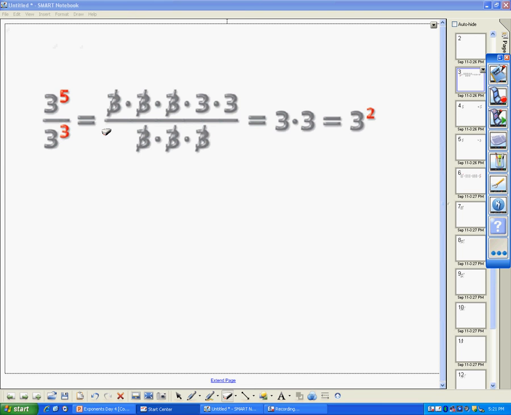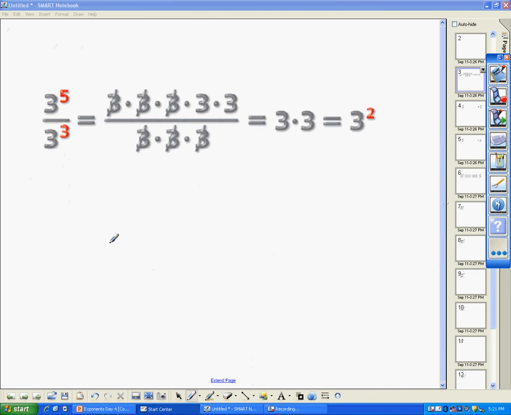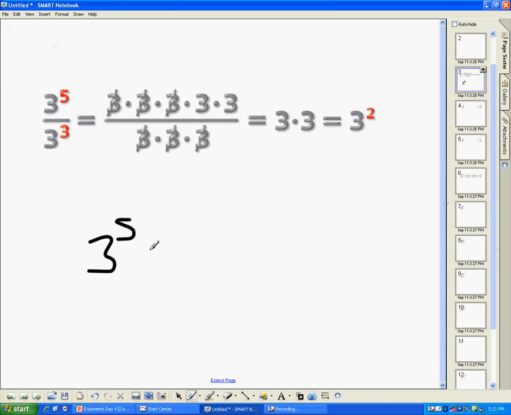Alright, so to continue our discussion on exponents, I'm going to talk to you about how to divide with exponents. Yesterday, when we were talking about multiplying with exponents that had the same base, the trick was to keep the base and add the exponents. So 5 plus 3 is 8. Well, when you're dividing, you do the opposite.